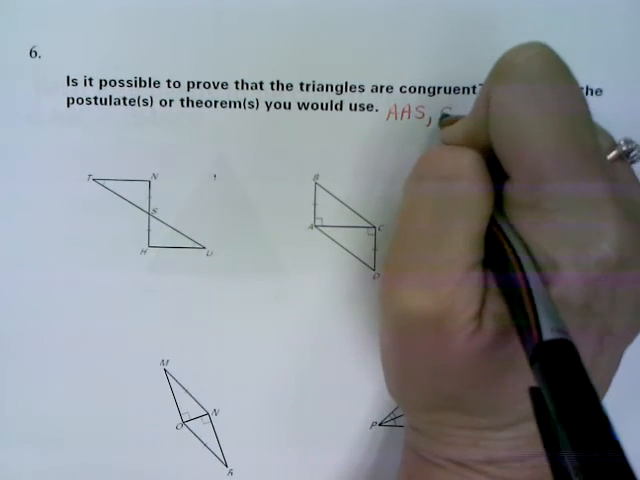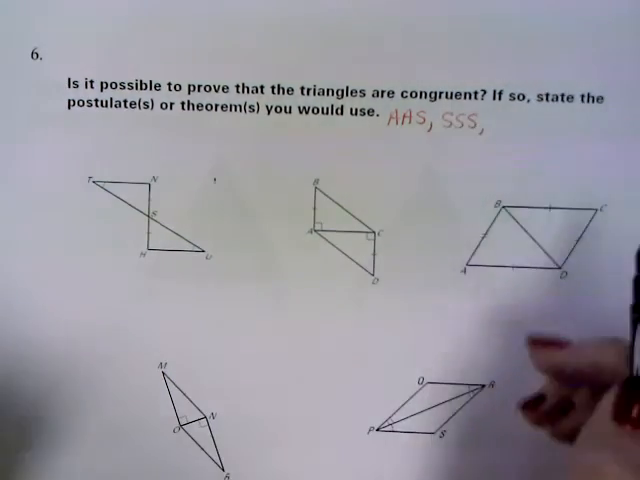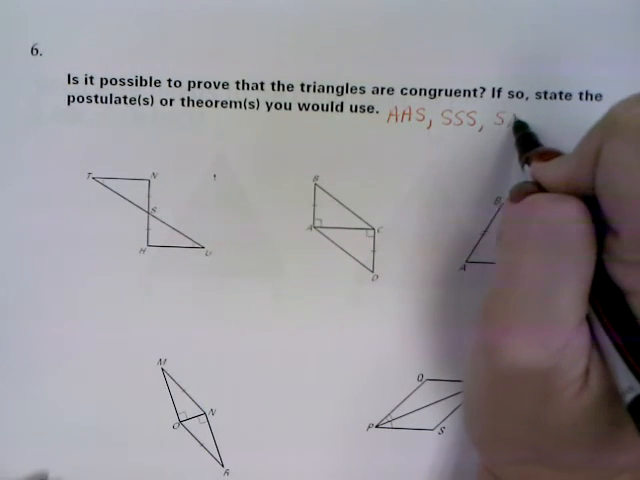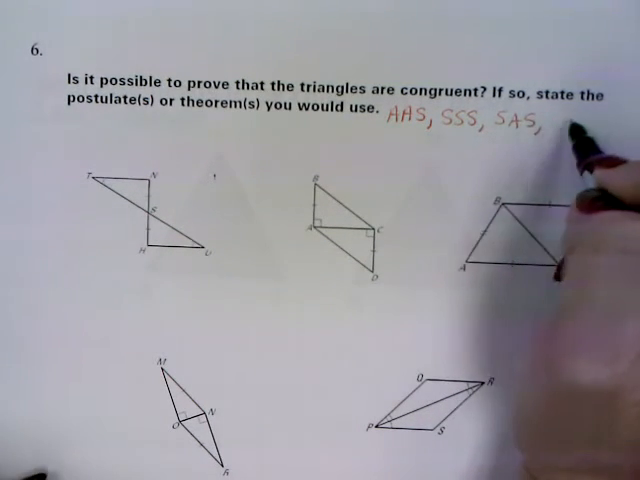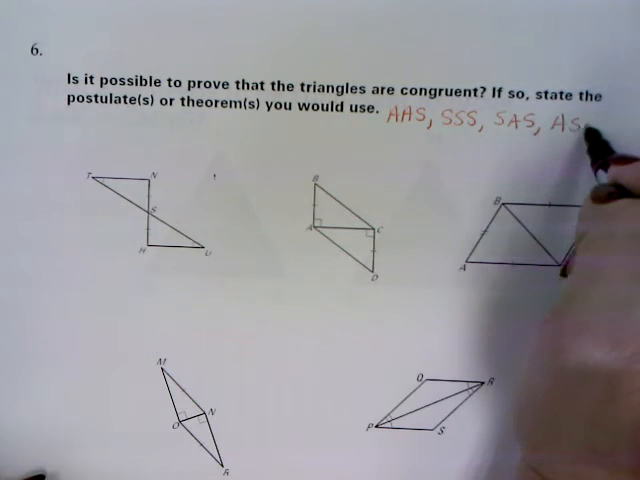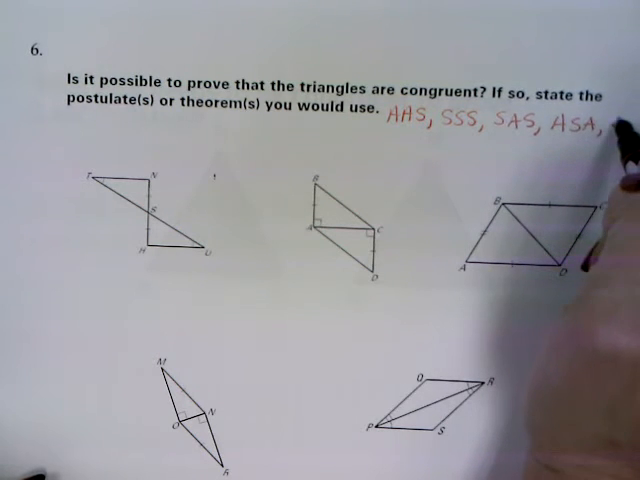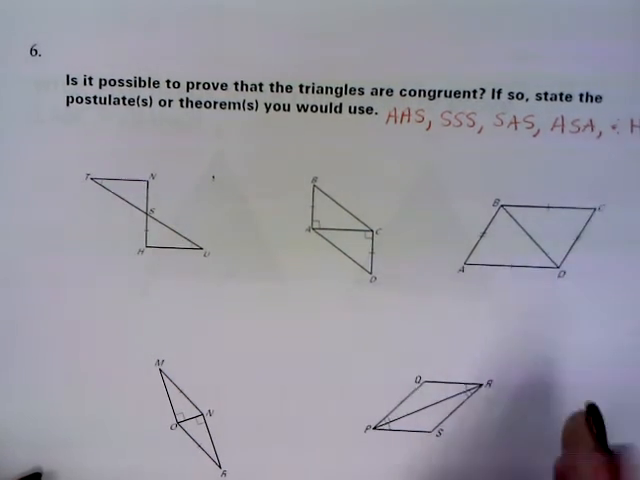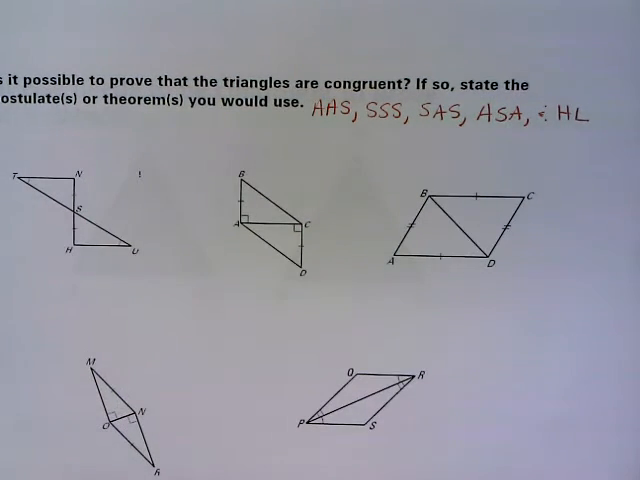We have side, side, side. We have side, angle, side. We have angle, side, angle. And we have hypotenuse, leg. Those are the only reasons that a triangle can be congruent. Nothing else. There are other reasons things are congruent, but no other reasons why triangles are congruent. Those are the 5 specific reasons.